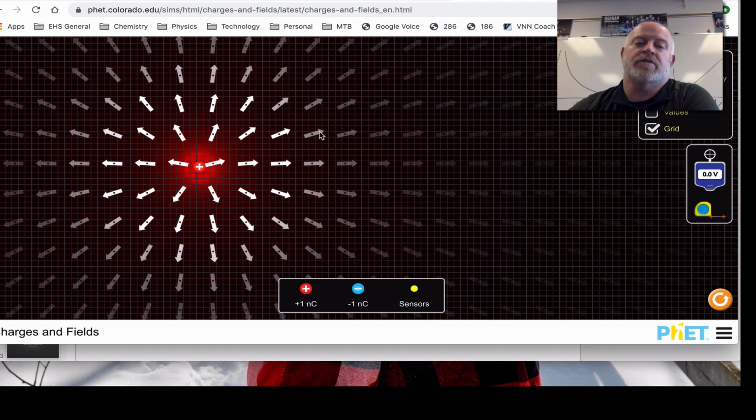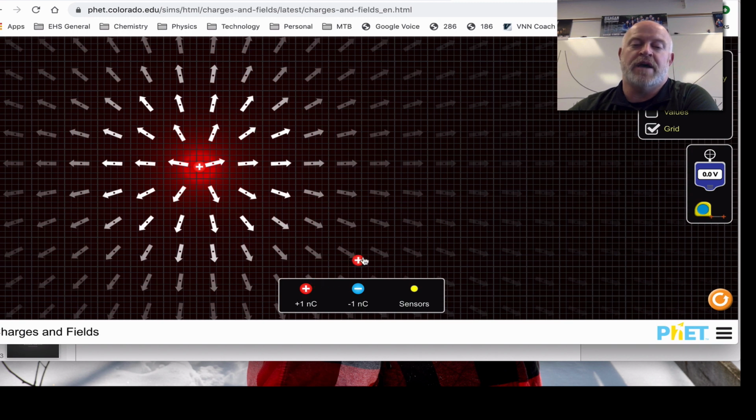If you notice a couple of things, from the plus sign, all the arrows are pointing away. Also you notice it's really bright here, a lot of white. And as it goes further and further away, it fades away. That's the way they're visually showing that the strength of this electric field diminishes as you go further and further away.